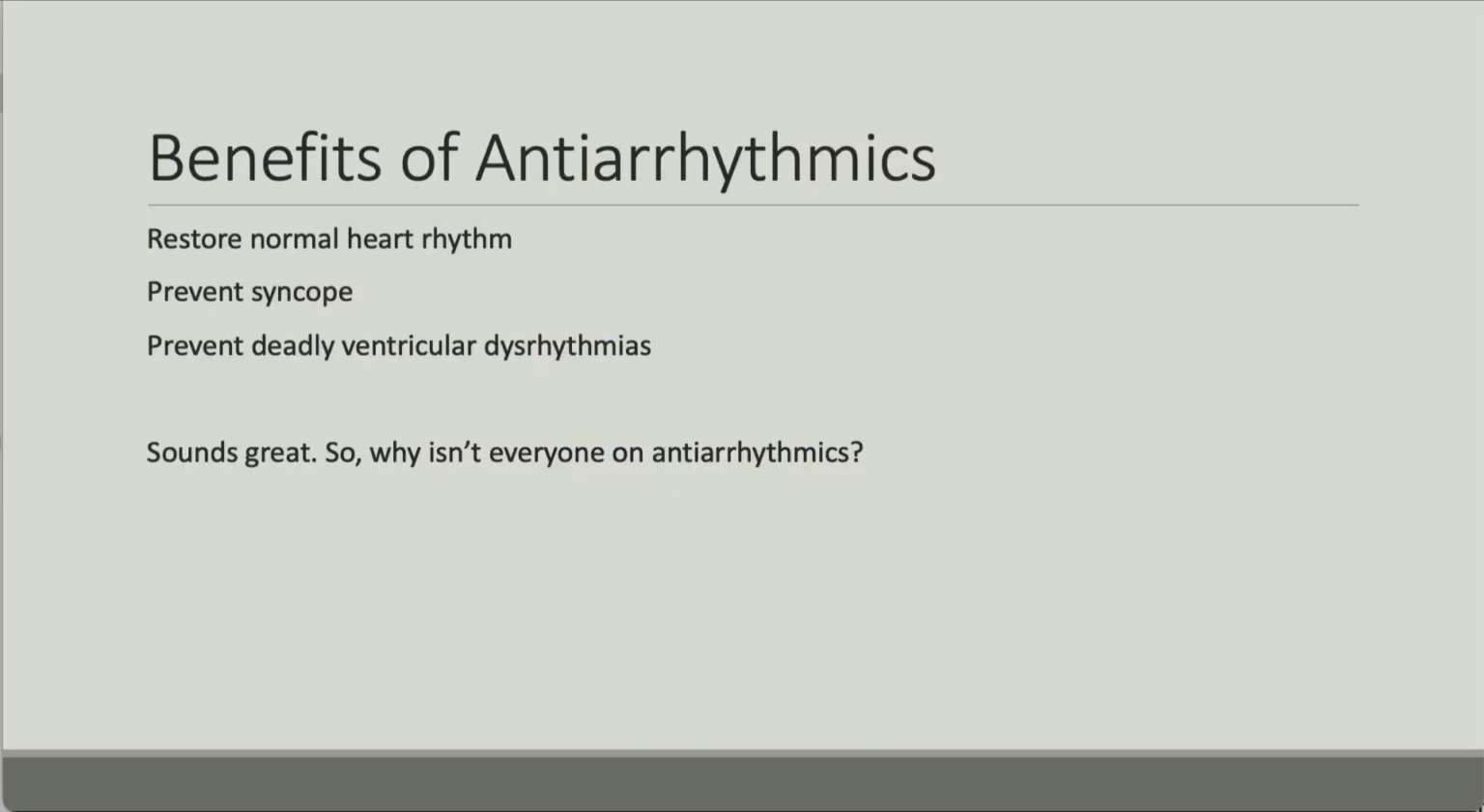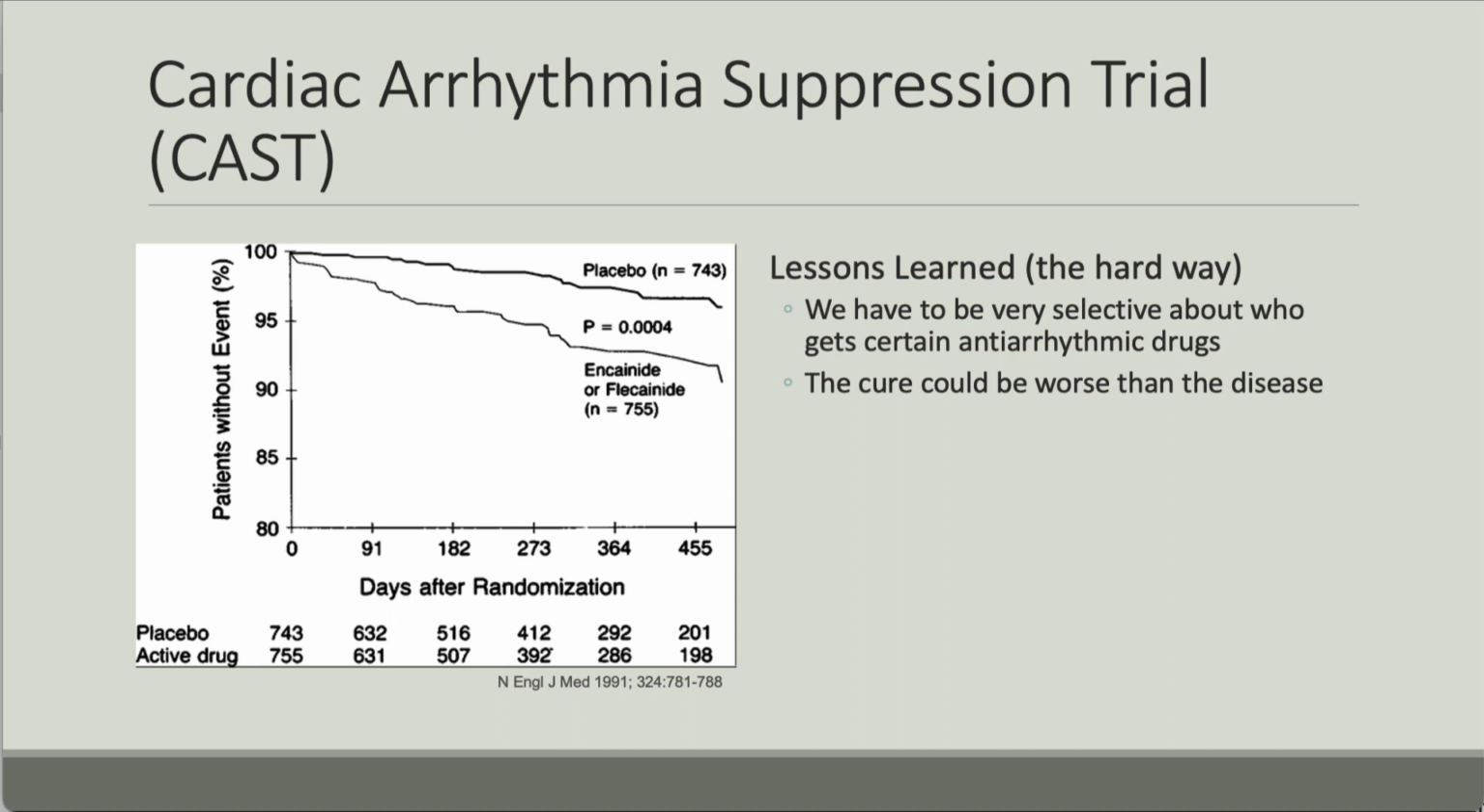Okay? So the benefits of antiarrhythmics are that they restore normal heart rhythm. They can prevent people from passing out from arrhythmias. They prevent deadly ventricular arrhythmias. And so that sounds great, right? So why isn't everyone on antiarrhythmics? Well, we tried that. We tried something called the Cardiac Arrhythmia Suppression Trial, or CAST. If you ever hear cardiologists talk about CAST, it's to remind us that these drugs are potentially deadly.